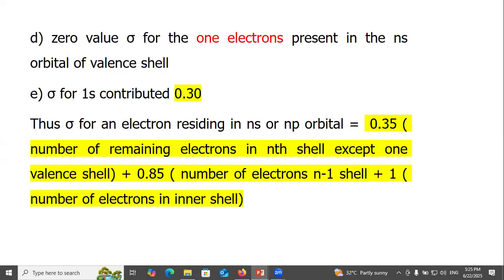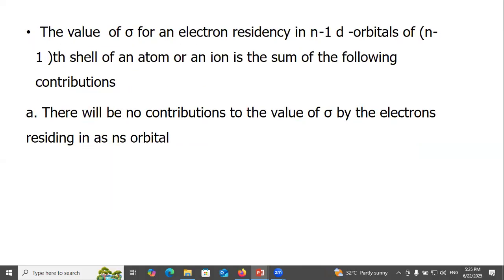Sigma for 1s orbital: the other electron contributes 0.30. Thus, sigma for an electron residing in ns or np equals 0.35 times the number of remaining electrons in the n shell except the one valence electron, plus 0.85 times the number of electrons in the n minus 1 shell, plus 1 times the number of electrons in the inner shells.